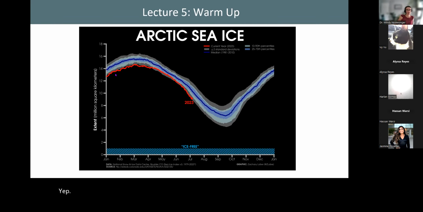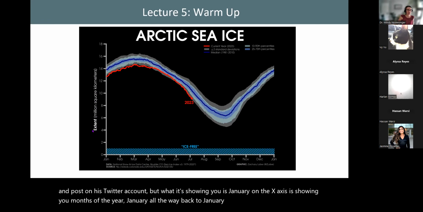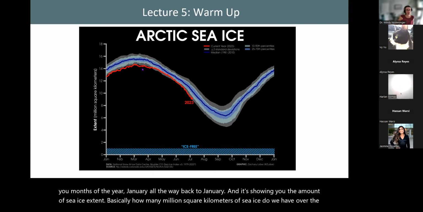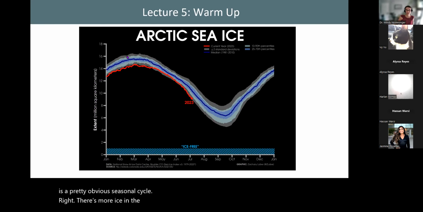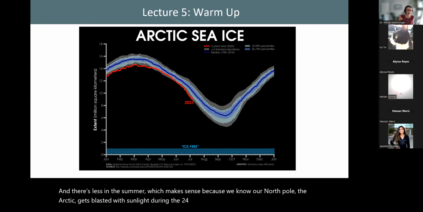Right. I'm sure Zach is going to talk a lot about these figures that he makes and posts on his Twitter account. What it's showing you is months of the year on the x-axis, January all the way back to January. And it's showing you the amount of sea ice extent, basically how many million square kilometers of sea ice we have over the Arctic each month of the year. You'll note, and some of you did, that there is a pretty obvious seasonal cycle. There's more sea ice in the winter and less in the summer, which makes sense because the North Pole, the Arctic, gets blasted with sunlight during the 24-hour days of summer.